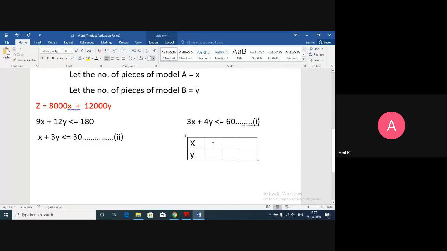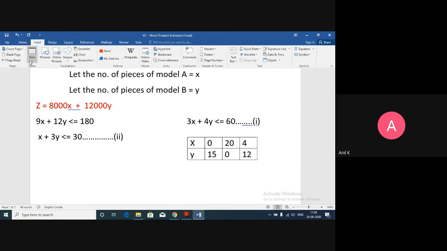So if I substitute x is 0, y will be 15. If I substitute y is 0, it will be 20. What you can keep here, x value 20, if I keep 40, no. If I keep x is 4, 4 3 is 12, 12 if I subtract 48, 48 means it will come 4 2 is 48. 48 plus 12, yeah. So this is equation for the first table. Let me insert the equation.